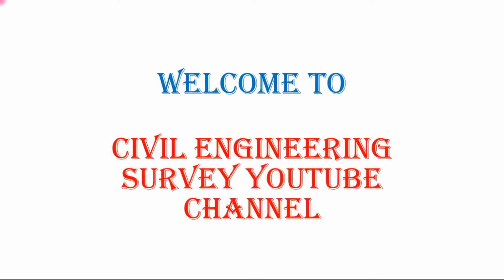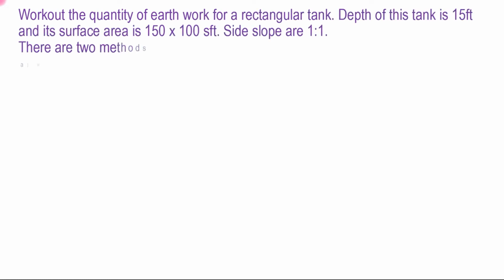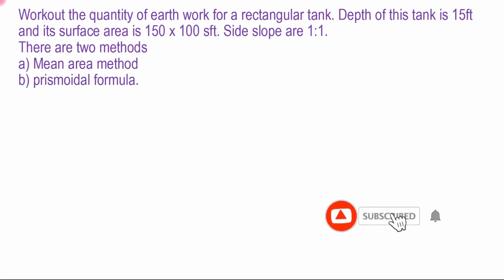Today's example of quantity survey is the excavation of an underground water tank. The given example is a rectangular tank. The depth of the tank is 15 feet, the surface area is 150 by 100 square feet, and the side slopes are 1:1 ratio, which is one vertical and one horizontal. We don't know the bottom surface area. We use the mean area method and the prismoidal formula in this calculation.